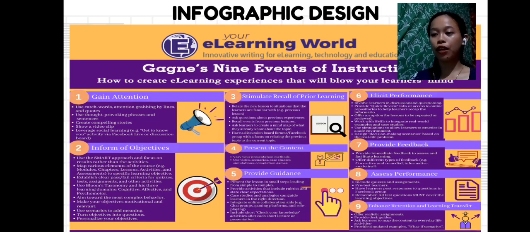I have here an infographic design for you to easily understand the sequence of Gagne's 9 events of instruction. So this is the example infographic design. The first one is gain attention. Second, inform objectives. Third, stimulate recall of prior learning.